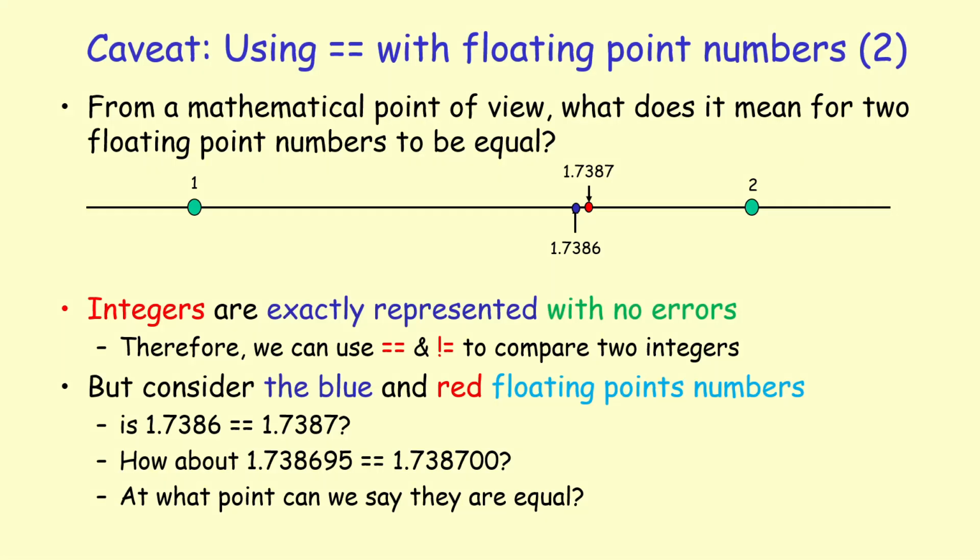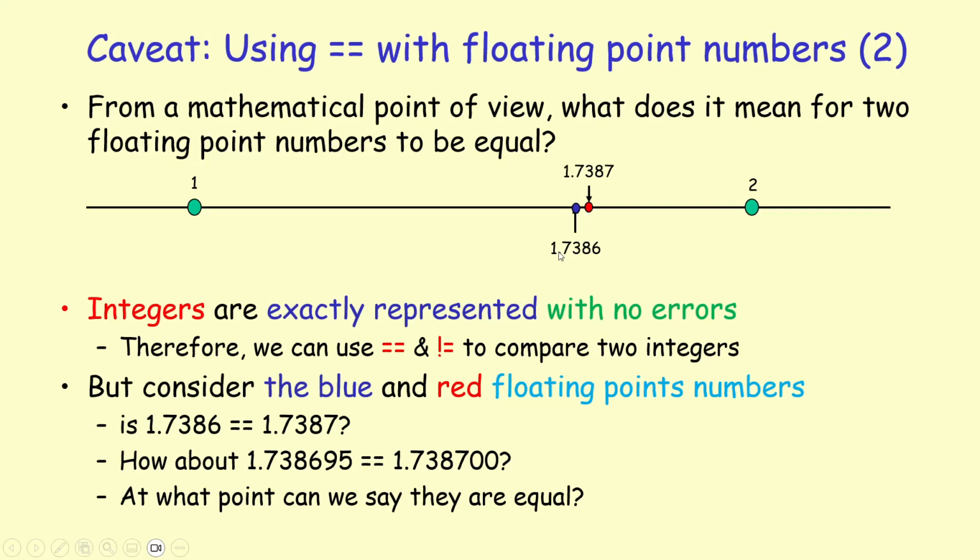Let's think about equality of two floating point numbers from the perspective of math. The green points in here represent integers. So 1 is an integer, 2 is an integer. And we know that integers are exactly represented with no errors. Therefore, we can use the equality and not equality operators to compare two integers because their representation is exact in a computer. But let's now look at two floating point numbers, the blue point and the red point.